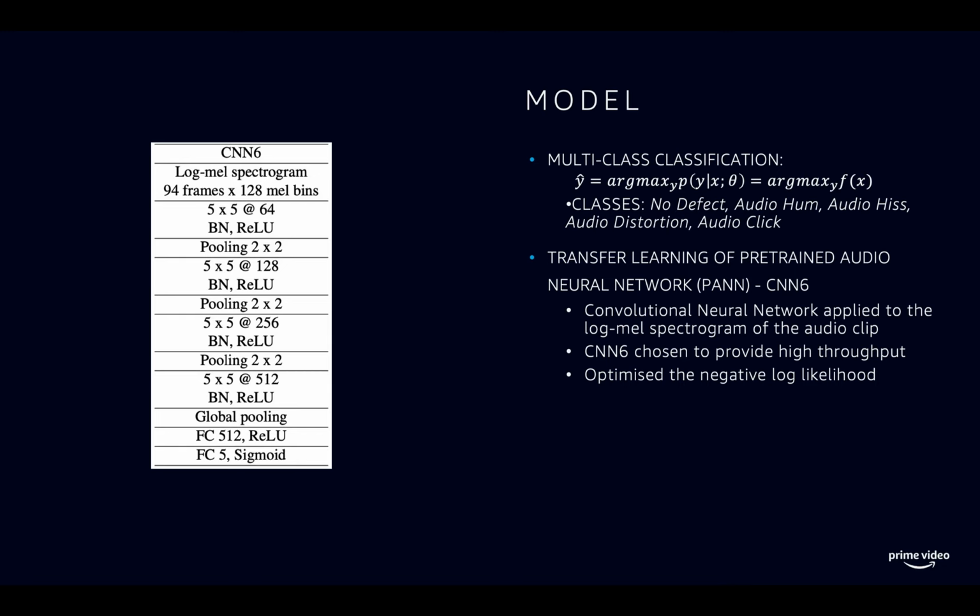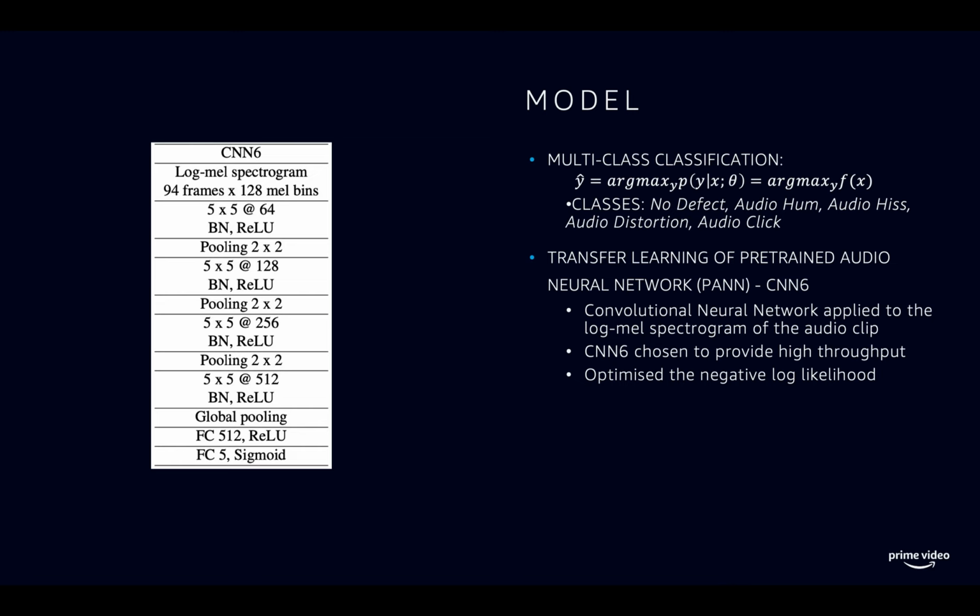Now moving on to the model. We formulate this as a 5-class classification, where the predicted class is the class with the maximum likelihood given the data. The 5 classes are those highlighted previously: no defect, audio hum, audio hiss, audio distortion, and audio click.